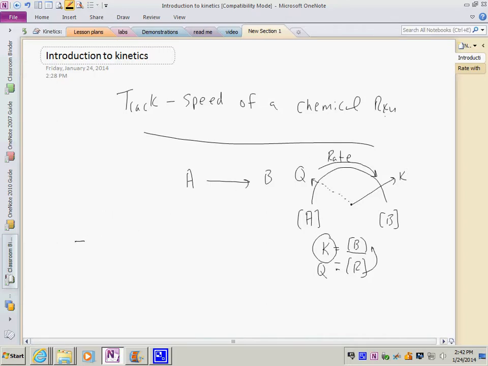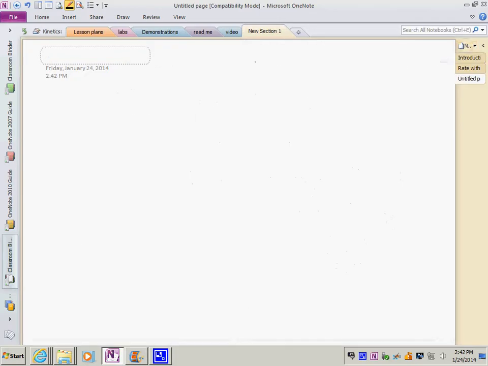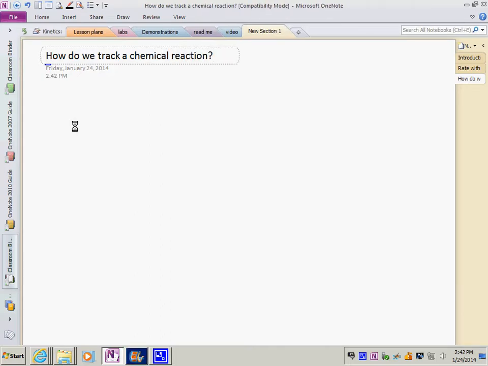Now, as far as kinetics is concerned, we need to have some way generally to track a chemical reaction. I'm just going to start up a new slide here, and let's just say, for example, how do we track a chemical reaction? Well, usually we track a chemical reaction by some physical feature. A plus B yields C plus D, and there could be some coefficients here. Let's just say that.